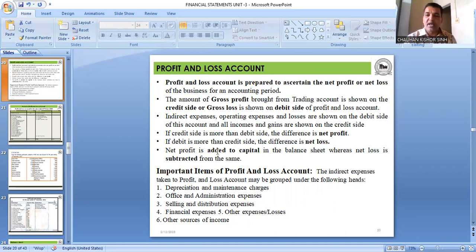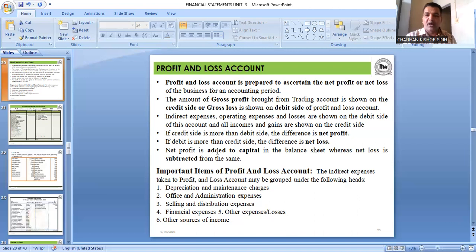In trading account, we take only the direct expenses, which are related with the production and purchase of goods. But apart from that, there are various types of other expenses, which are known as indirect expenses, which are related with office expense, administration expense, sales expense, and some financial expenses, like interest paid to bank. If we have taken a bank loan, then we have to pay interest to the bank. If we have issued any debentures, then on debentures, we have to pay interest, bank charges. So financial expenses also we take in the profit and loss account.